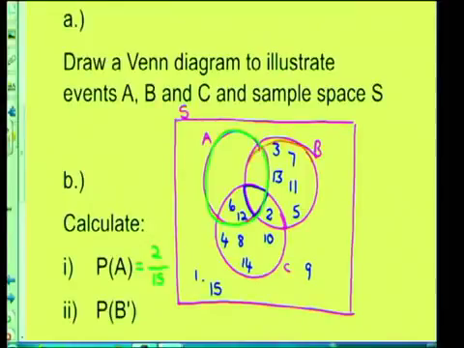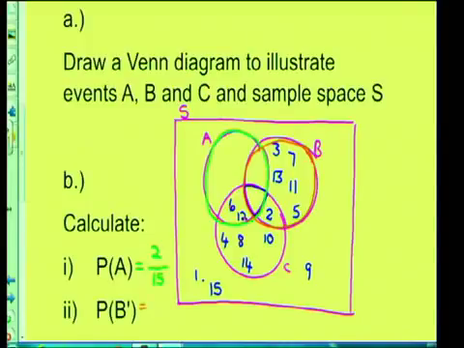There's B. So not B is everything out of the orange circle. So if we look there, we've got 1, 2, 3, 4, 5, 6, 7, 8, 9, 10. Another way to do it is to count what is in B. So it's 2, 4, 6. I counted the 2 earlier, so that's a nice check.